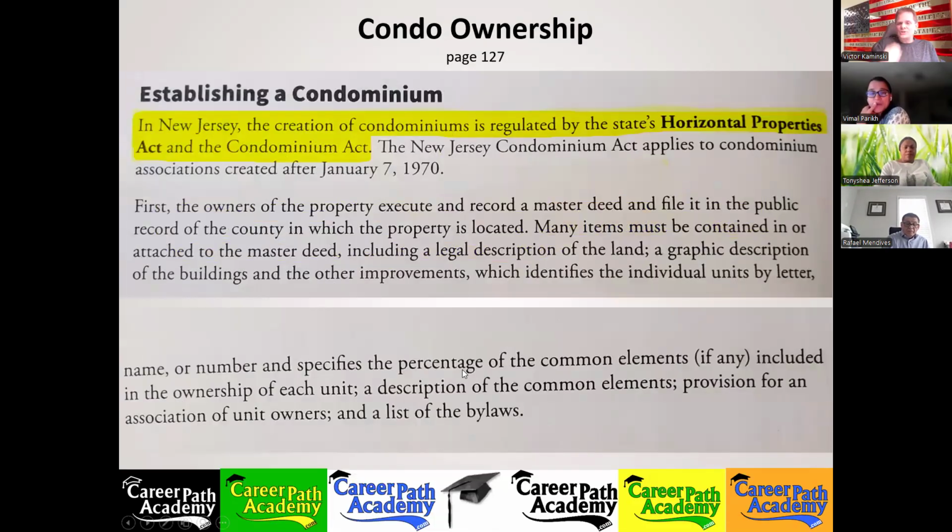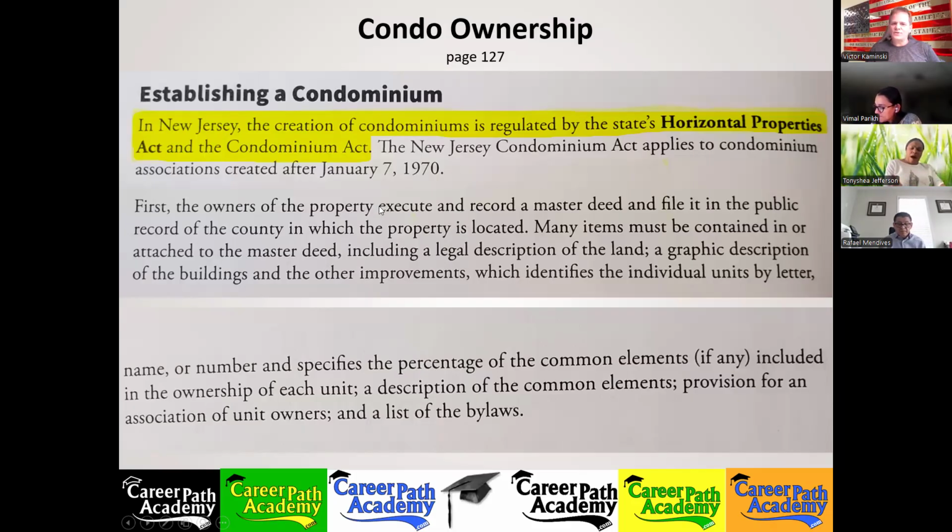So in New Jersey, let's highlight, how do we establish a condominium? Let's just say you buy a piece of land and you want to turn it into a condo. You want to build a condo there. How is this done? Well, in New Jersey, the creation of condominiums is regulated by the state's Horizontal Properties Act and the Condominium Act. So in New Jersey, the Condominium Act applies to condo associations created after January 7th, 1970.